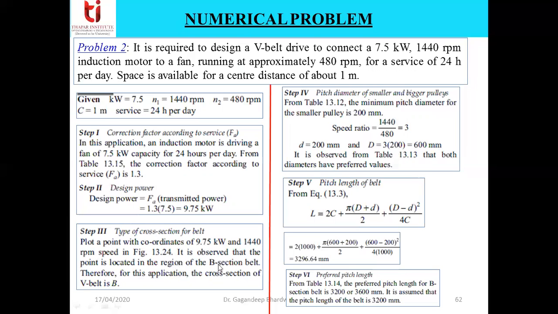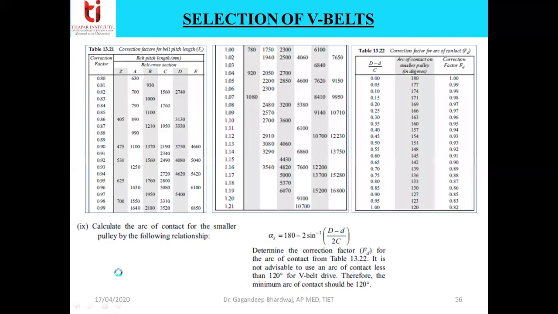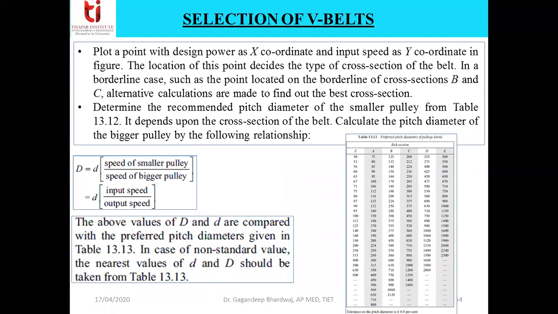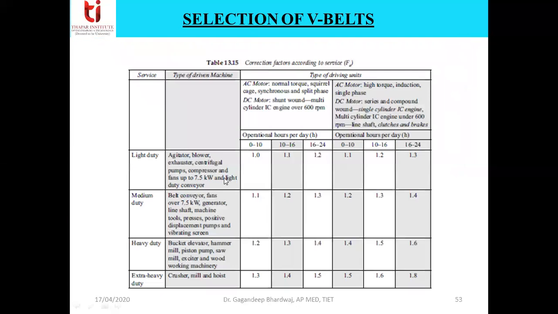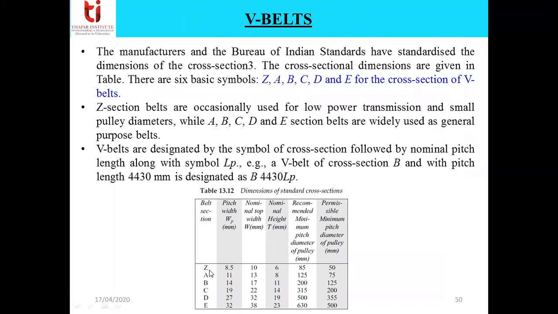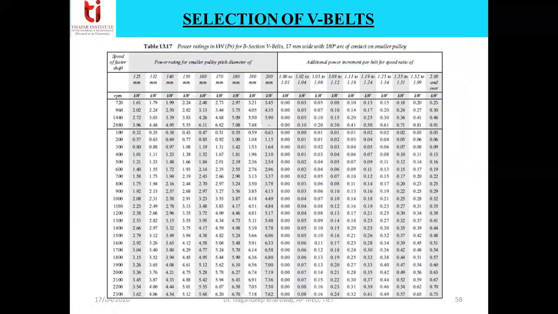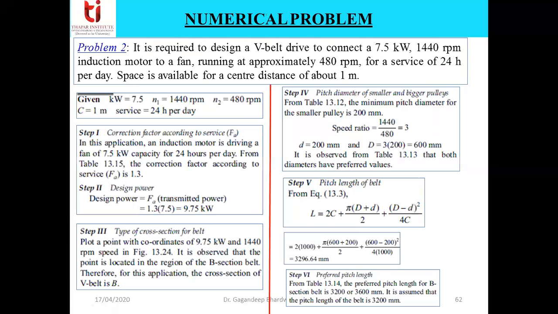So therefore the cross section of the V belt is B type. Once we have selected the V belt, that is a B type of cross section, from it you can predict the minimum pitch circle diameter of smaller pulley, that is 200 mm. So we have picked up the diameter for the B type of belt. This value, the minimum pitch circle diameter for the smaller pulley, is 200.